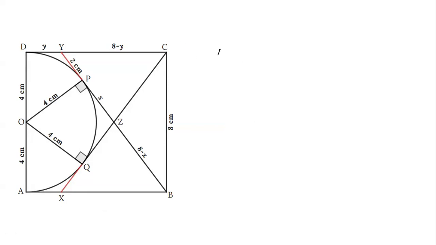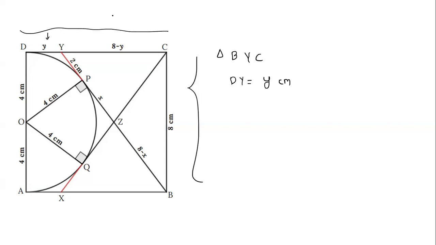So now you see the triangle BYC. In this triangle this is 8 centimeter, and let's assume this distance has a length of y centimeter. So we know this whole thing is also 8, so this remaining thing is 8 minus y. So we know YC is equal to 8 minus y, and we also know BC has a length of 8. And we also know this AB has a length of 8.